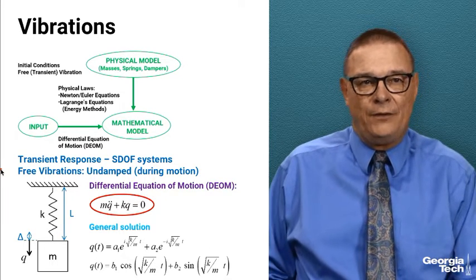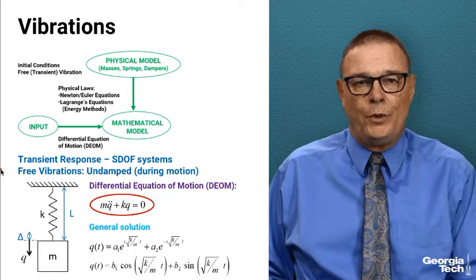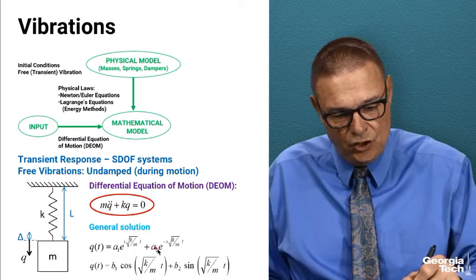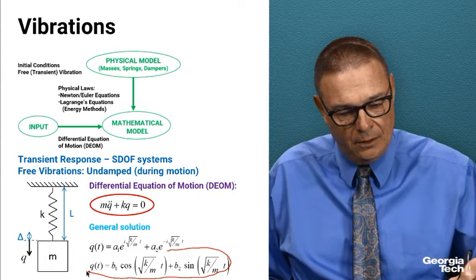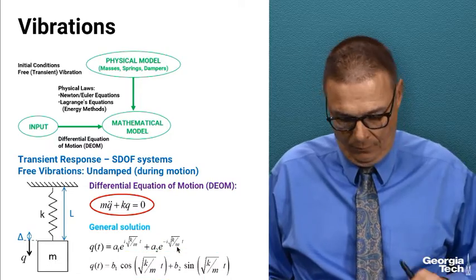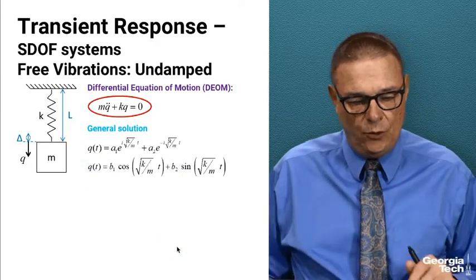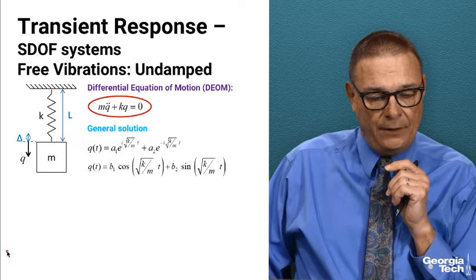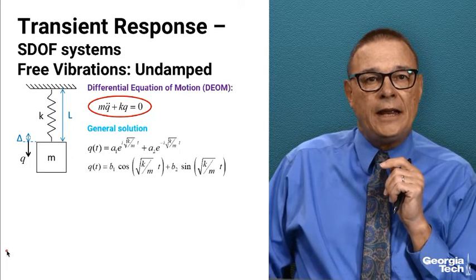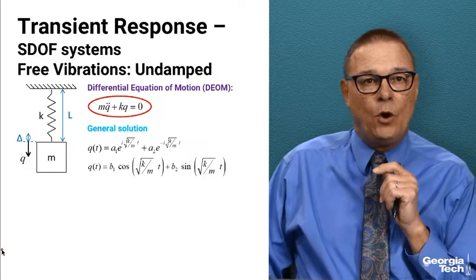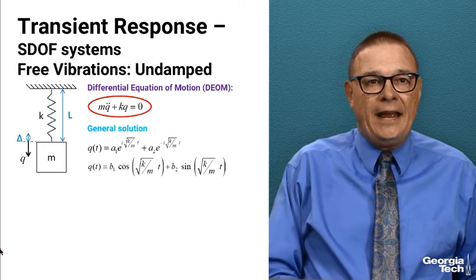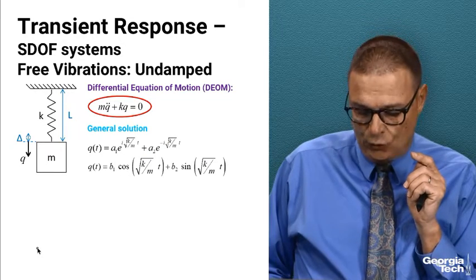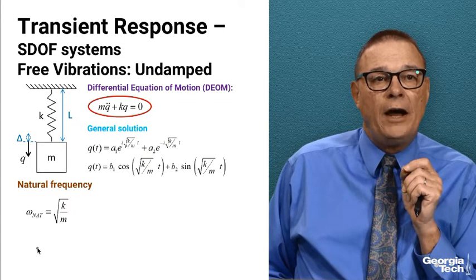We now have the differential equation of motion, or what we abbreviate as the DEOM, for this vibratory system, and we've come up with the general solution down here. Now, from that general solution, we see that we have an argument for the cosine and the sine, square root of k over m, times t. Square root of k over m is called the natural frequency. And so it's defined as the natural frequency.